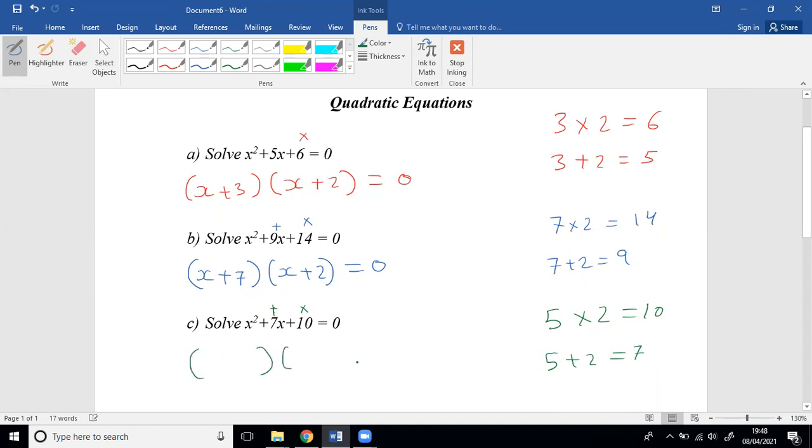Okay, so once I've got the numbers that I'm looking for, I'll write brackets here. And then I'm going to write x and x. Now, since both numbers are positive, 5 and 2, I'm going to write x plus 5, x plus 2. I could have written this the other way around as well.